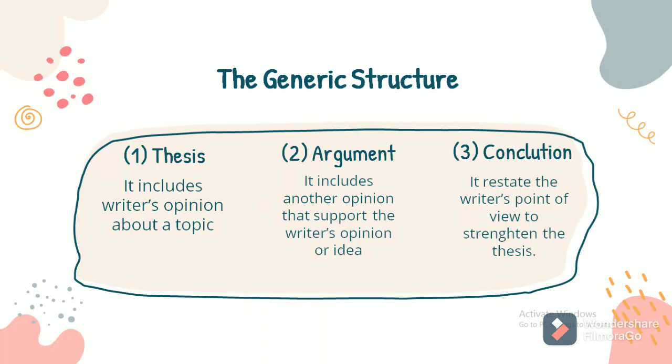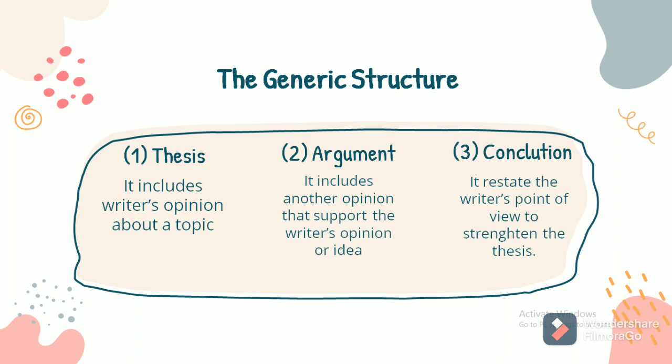Here, we have the generic structure of analytical exposition text. We can see that the text has three generic structures. They are thesis, argument, and conclusion. So, what are the three of them? We will discuss them one by one. Well, we start from thesis. Here, thesis includes the writer's opinion about a topic. And usually, the opinions are according to the writer's point of view.